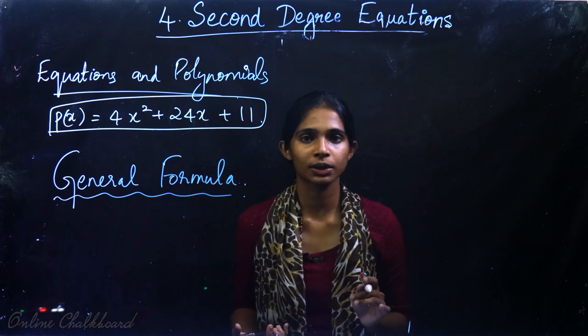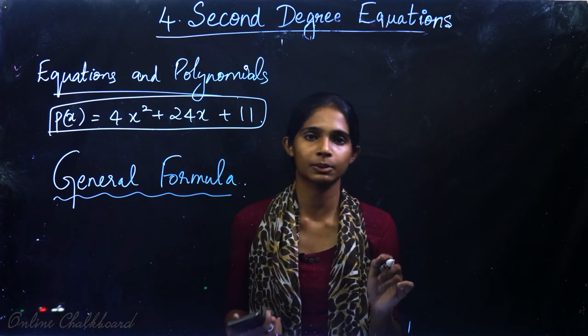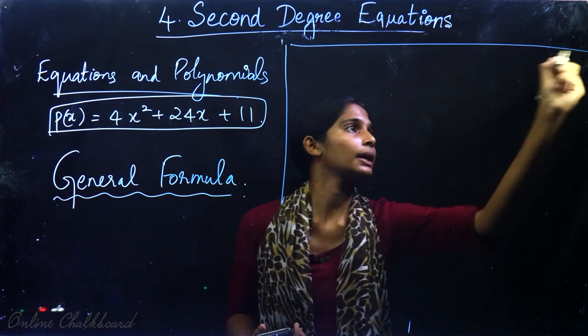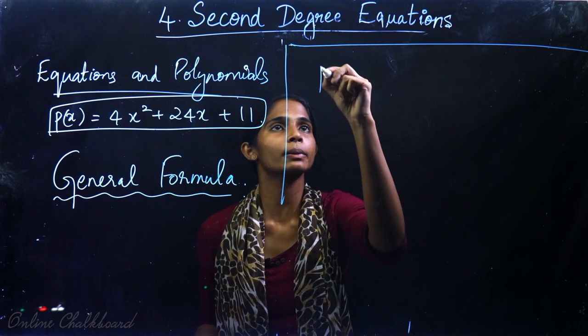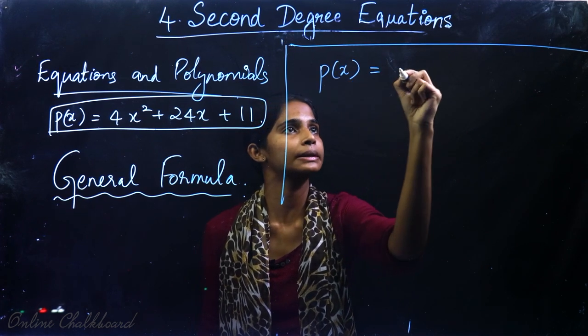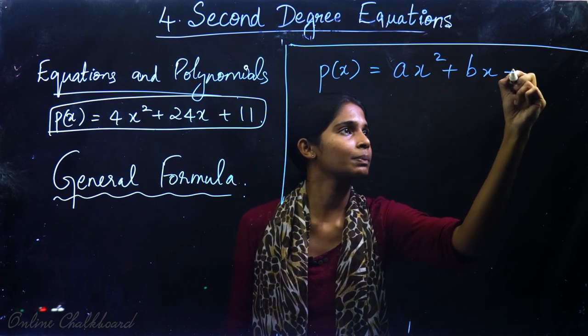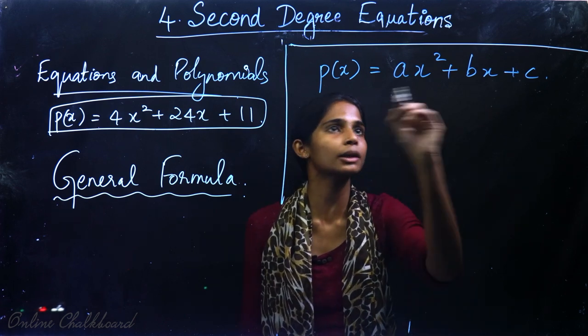We will solve a second degree equation using a general formula. Now we will solve a second degree equation in a basic form. We will solve a second degree polynomial in a standard form: ax square plus bx plus c. Now, this is a second degree polynomial in a formula.